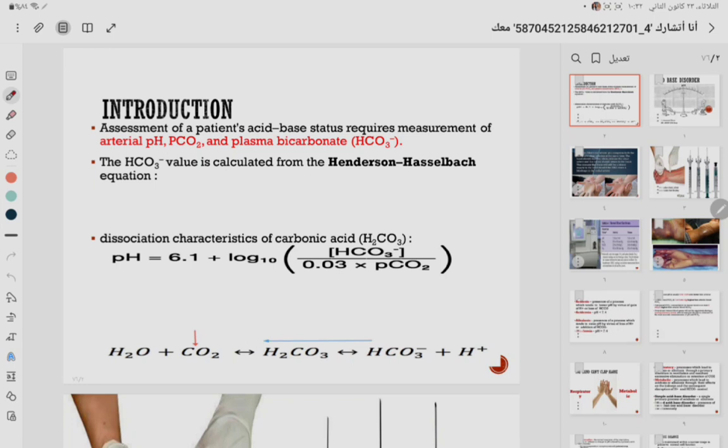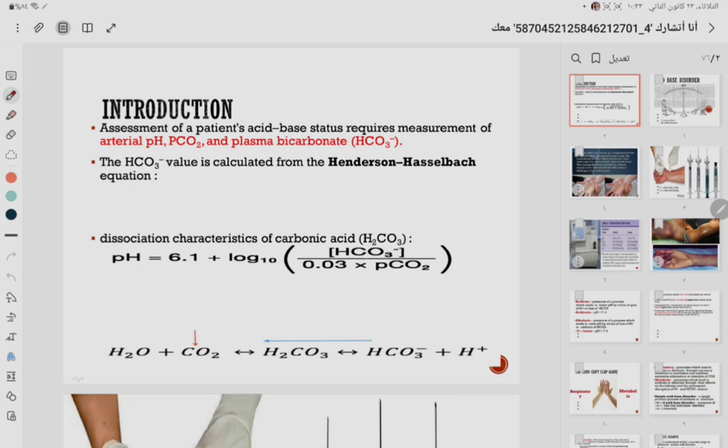This is the master equation, and the most important chemical equation in the buffering system, where H2O plus CO2 gives you H2CO3, and eventually they will give you bicarb and H plus, and both of these equations are controlled by the carbonic anhydrase enzyme. The carbonic anhydrase enzyme converts in both directions depending on the medium of the tissue.